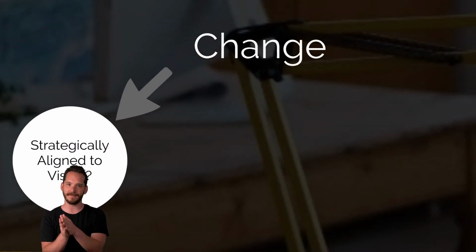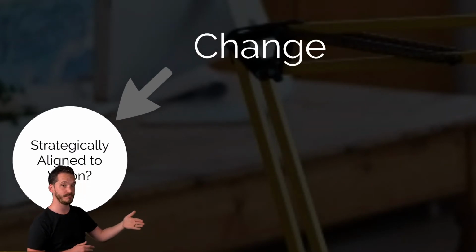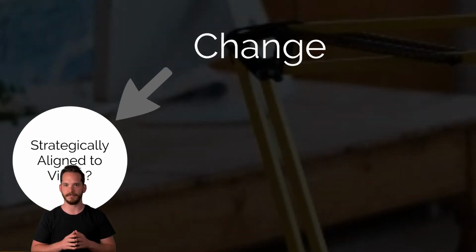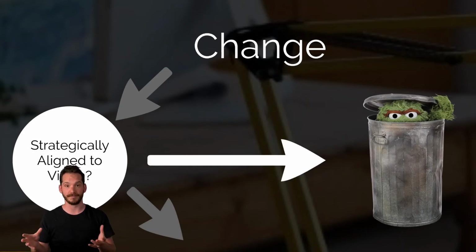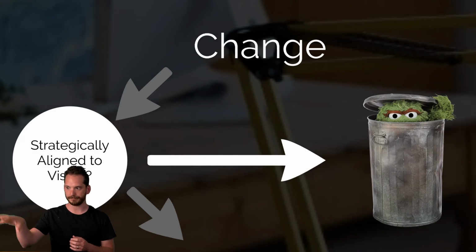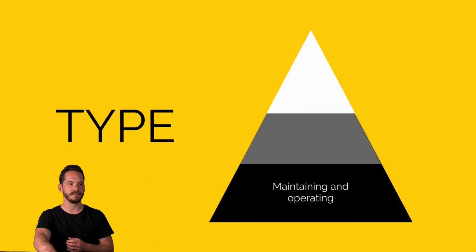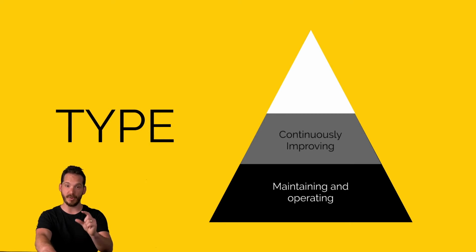When you're changing something, because we've got our why statement already, our vision, is it strategically aligned to your vision? No, then we're going to trash it. Simple as that. And by trash, I mean you put it in a trash list so you don't ever lose ideas. And then we're going to monitor it in types. The most important and the biggest amount of work you'll be doing in an organization is maintaining and operating your organization. The next most important thing you're going to be doing is continuously improving your organization.